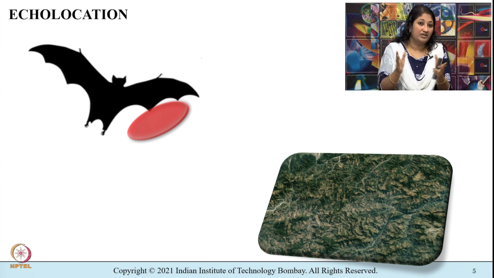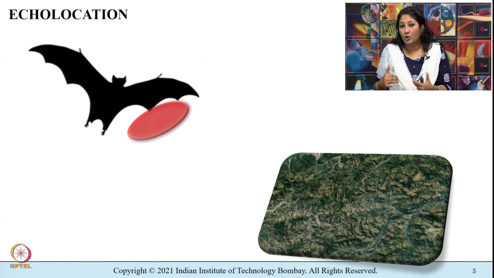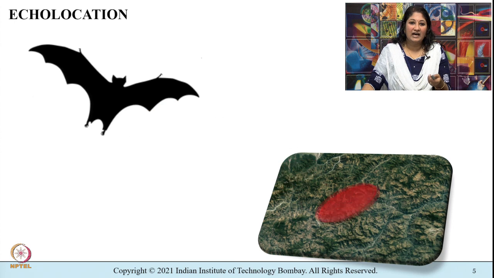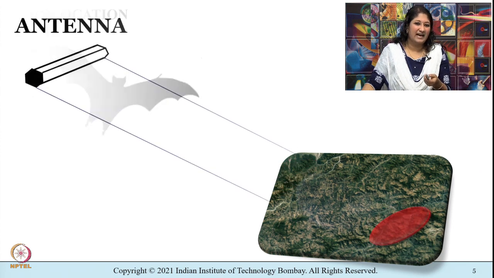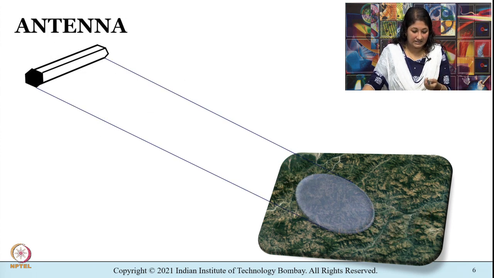So remember when I mentioned in one of the previous lectures that microwaves have the ability to penetrate through clouds, which means they are not blocked by clouds, they can see in the dark as well as through bad weather. So it provides all day, all night, all weather sensing. Pretty powerful, huh?